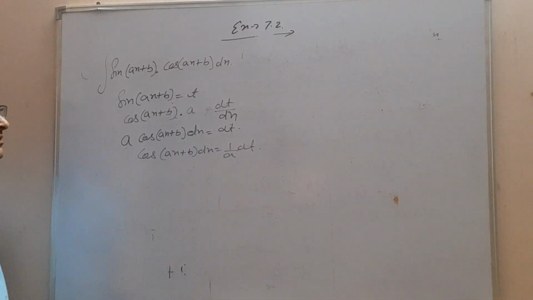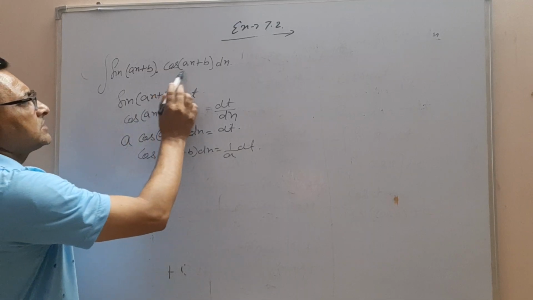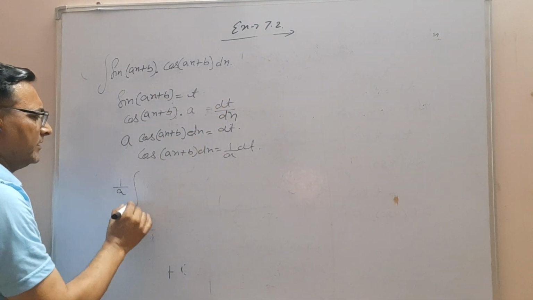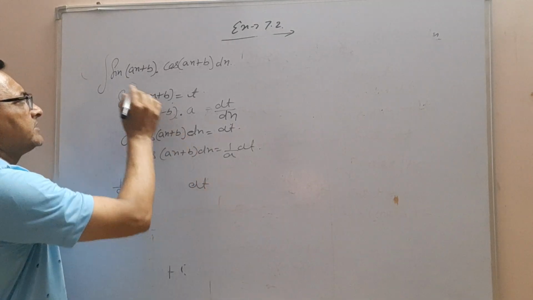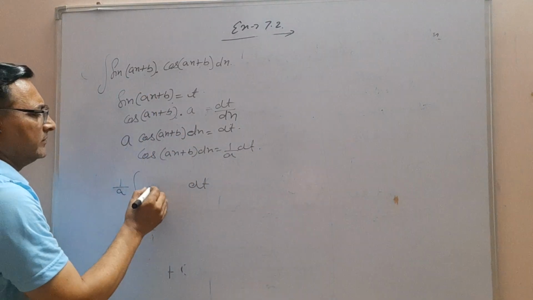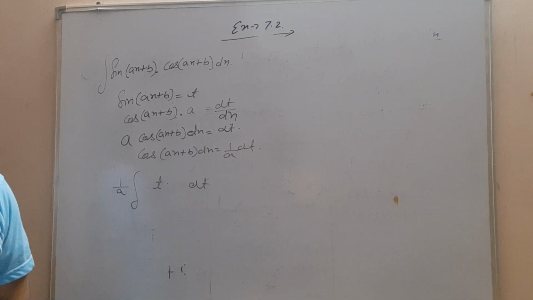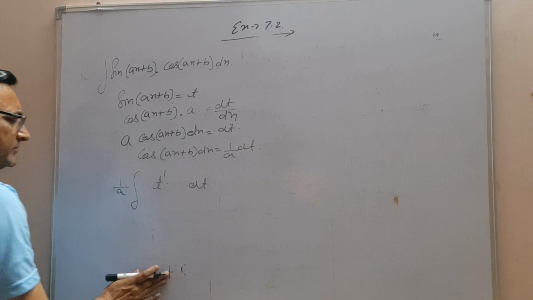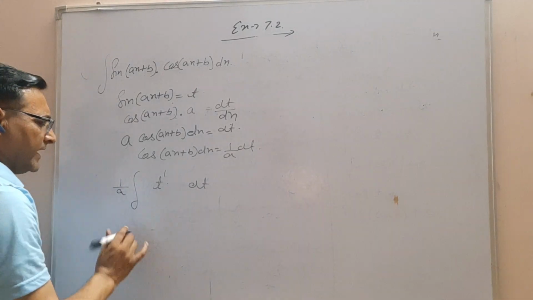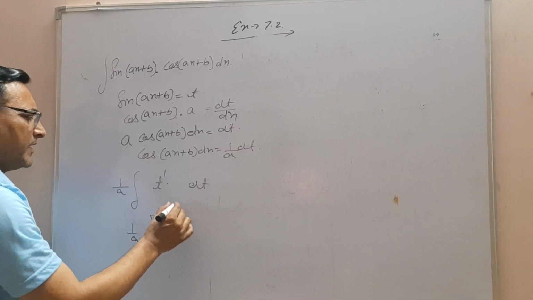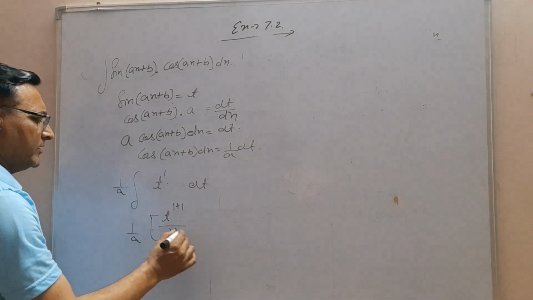This a will cross multiply there. Now what will it be? Cos of ax plus b into dx will be 1 by a into dt, and this will be t, because we already put sine of ax plus b is equal to t. So what will be its integration? Its power is 1. You can add 1 to its power, and the same will be in the denominator.